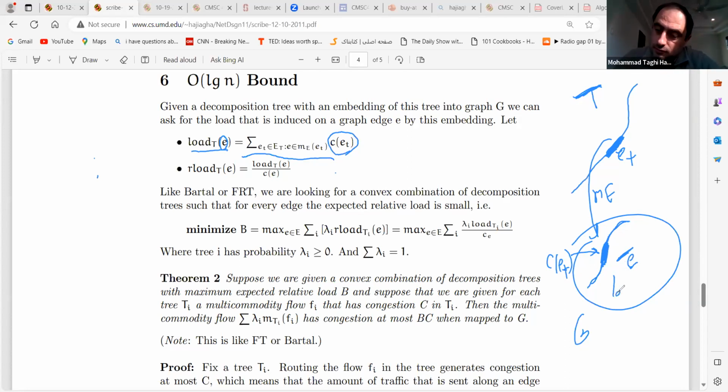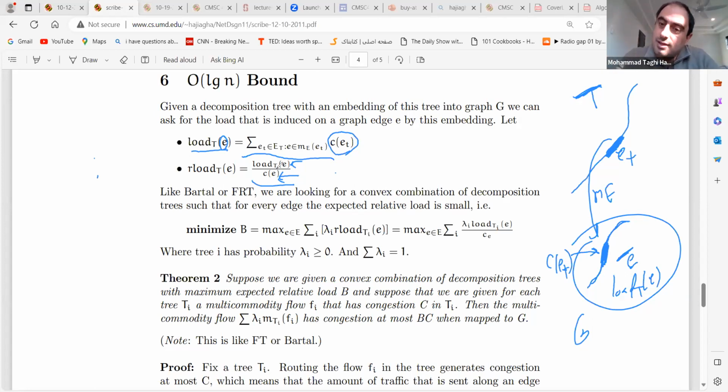So here, load T of E: for any edge in the tree T, if the corresponding path goes through this E, I will add the capacity of this edge to it. And what is the relative load? The relative load is that you just compute this absolute load and divide it by c, the capacity of this edge. So this is what we are defining here: the load over capacity.